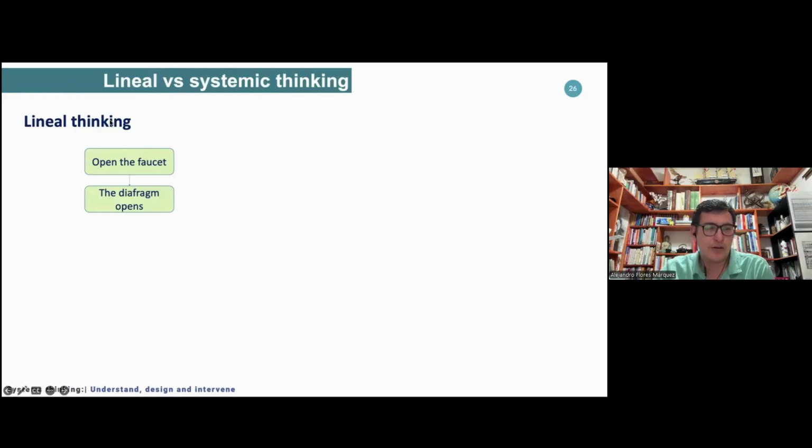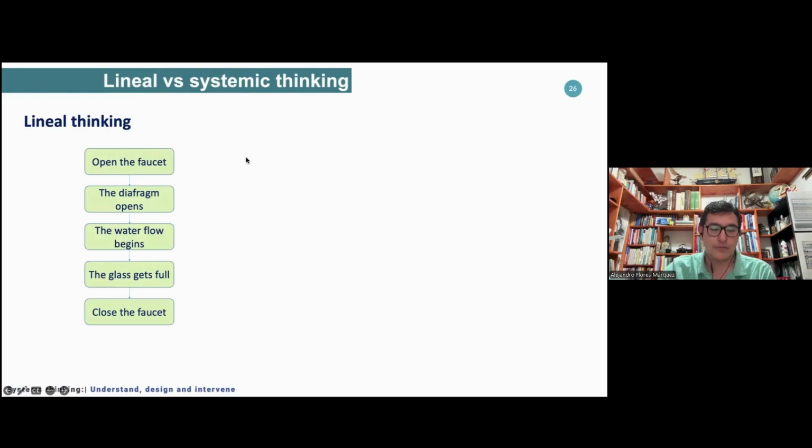If you are a linear thinker, you say, okay, you open the faucet, the diaphragm of the faucet opens, the water starts to flow, the glass gets full, and then you close the faucet. You can add more steps or fewer steps, but that's basically how a linear thinker would think about filling a glass of water. So then, what would a systems thinker think about?